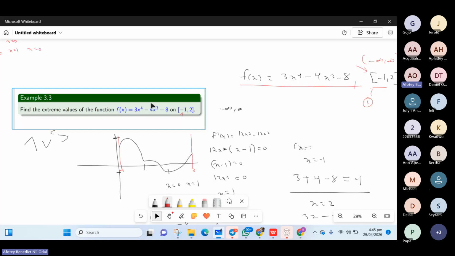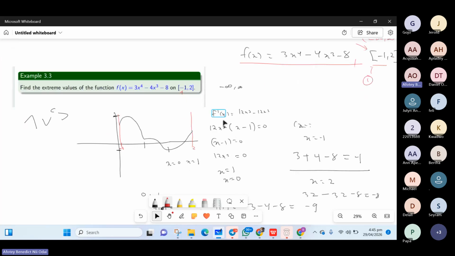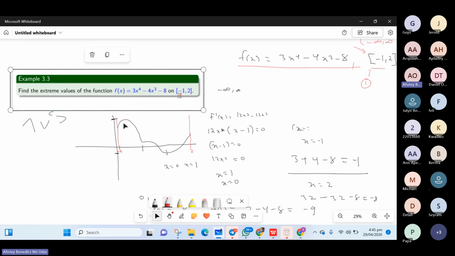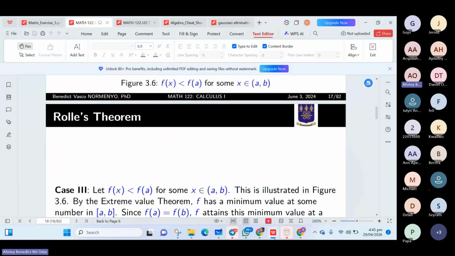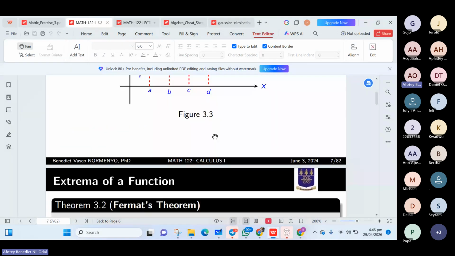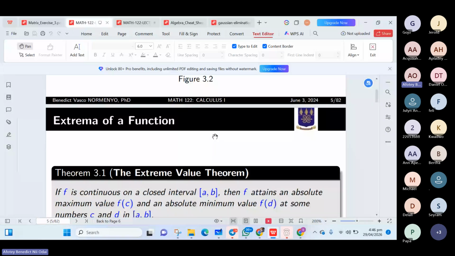Do we get it? Yes. You don't just find a differential and proceed to solve. Even before you solve, you have to state the extreme value theorem. So that's why you have to know what the extreme value theorem is saying. This is the way you solve this question.